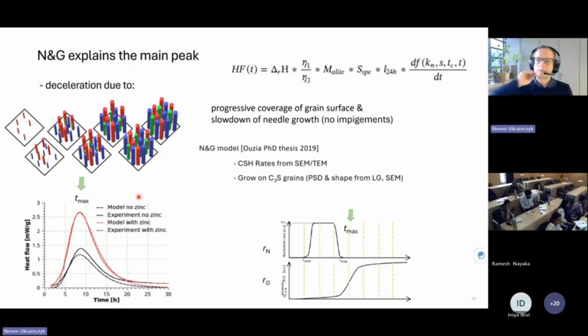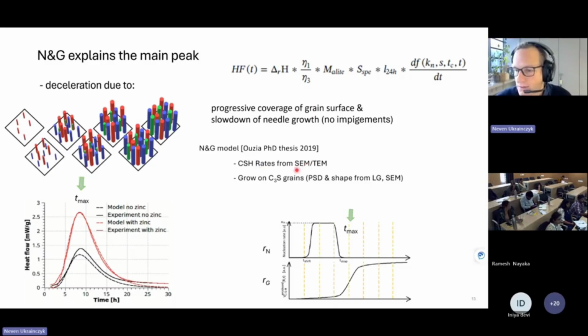This is the state-of-the-art model from the Scrivener group, Karen Scrivener from EPFL, from Lausanne. And this is a PhD from Ozia. And he did the nucleation and growth model on the C3S hydration, mostly experimentally, but also he developed this kind of model, whose parameters are mostly based on the experiments. He measured the rates, very tedious work with microscopy.